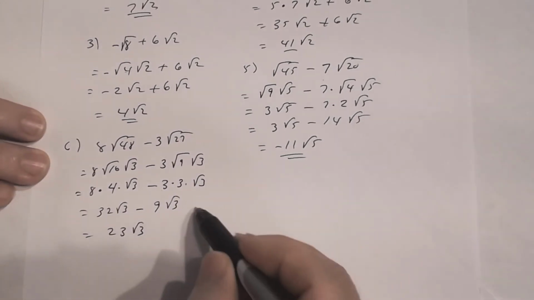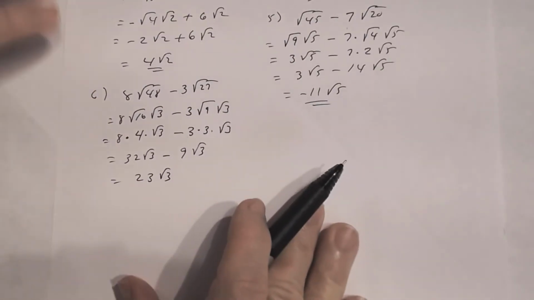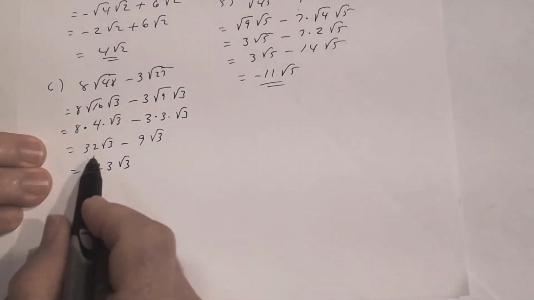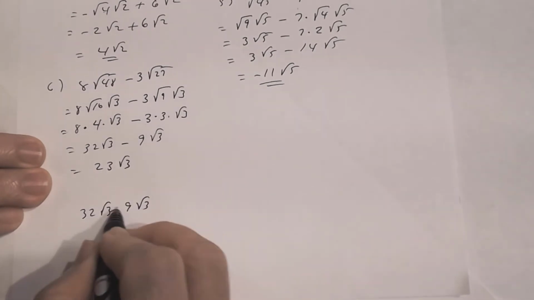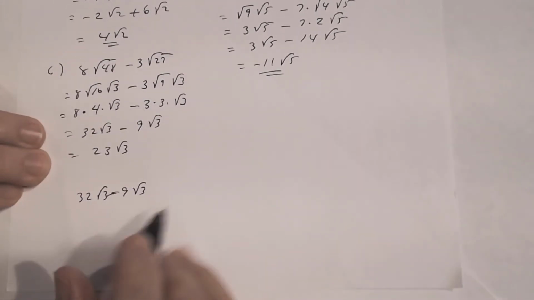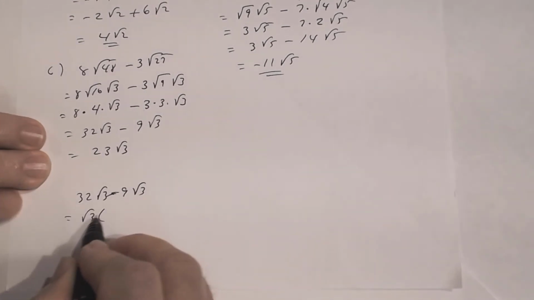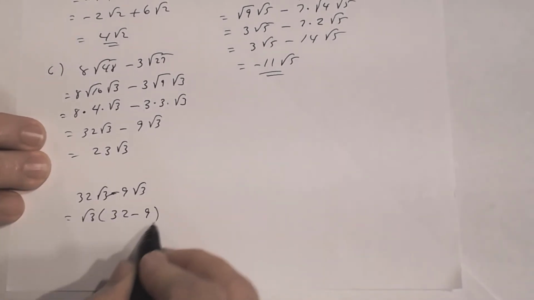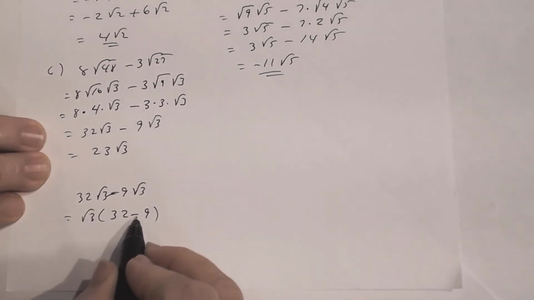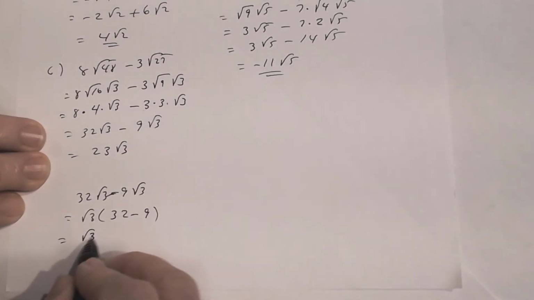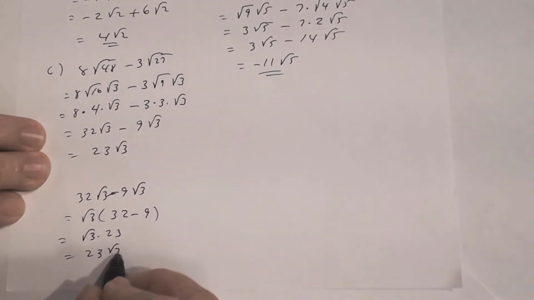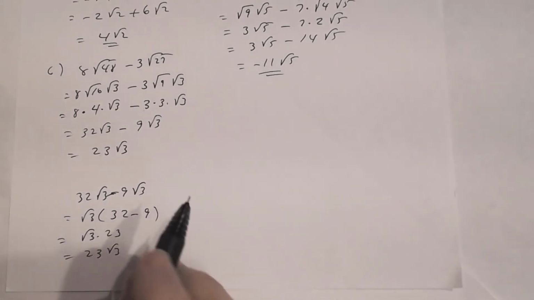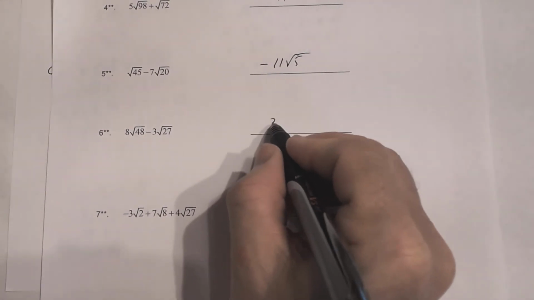All right, now again, just to remind you, some of you may need to do this, and it's fine if you do. So this part here, if you think about it, the GCF here is square root of 3, so I can factor out the square root of 3, and I get square root of 3 times 32 minus 9, and then 32 minus 9 is 23. So I get square root of 3 times 23, but we always put the radical last, so it'll be 23 square root of 3, and that's what you had here. Okay? And so that's the answer to number 6. So number 6, we get 23 square root of 3.